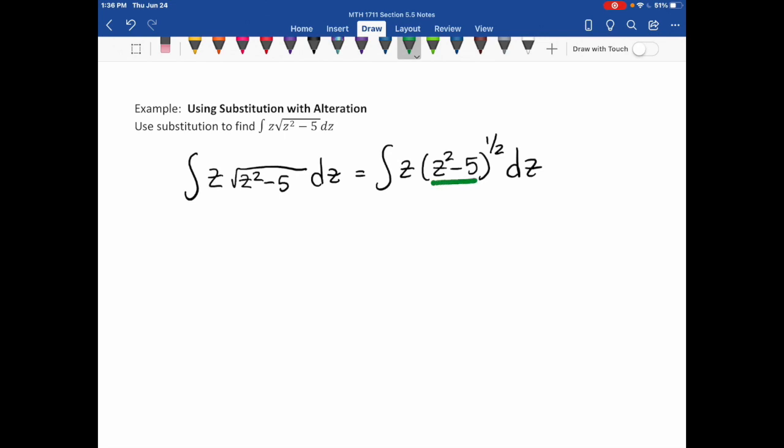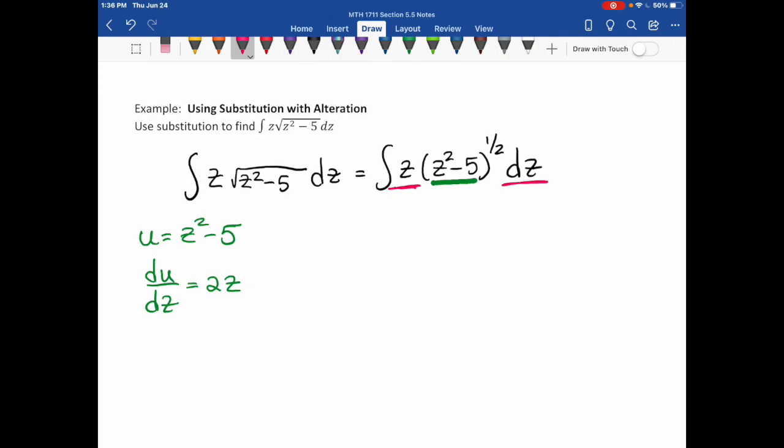Then I'm going to try a substitution. To me, this looks like it would be the inner function, so that's what I'm going to set equal to u. I'm going to say u is equal to z squared minus 5. And so I'm going to take the derivative of u with respect to z. That will be 2z, and the minus 5 drops off because when I take the derivative of a constant, that's 0.